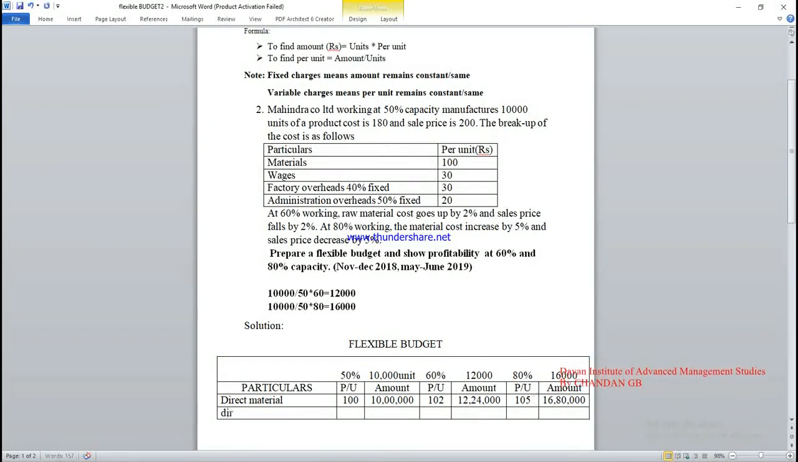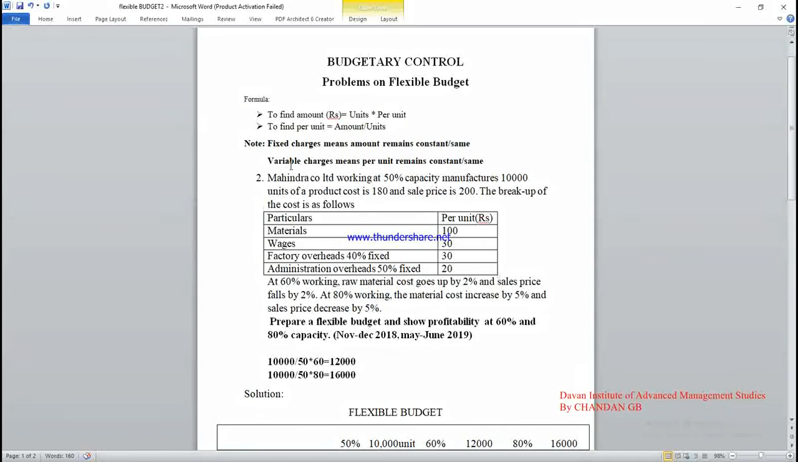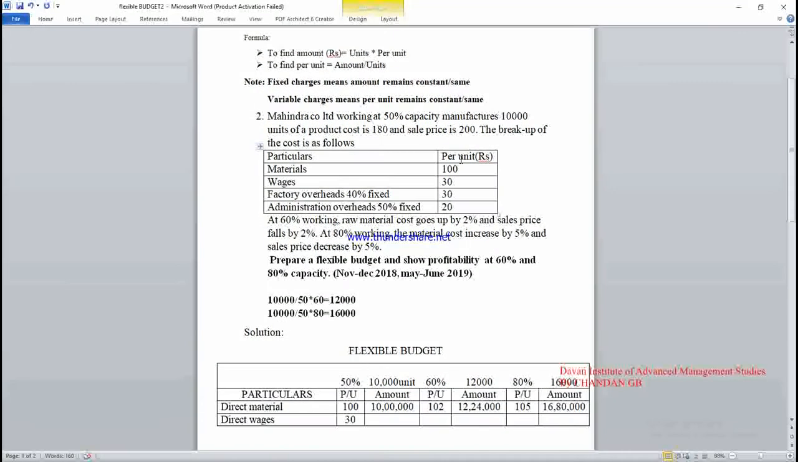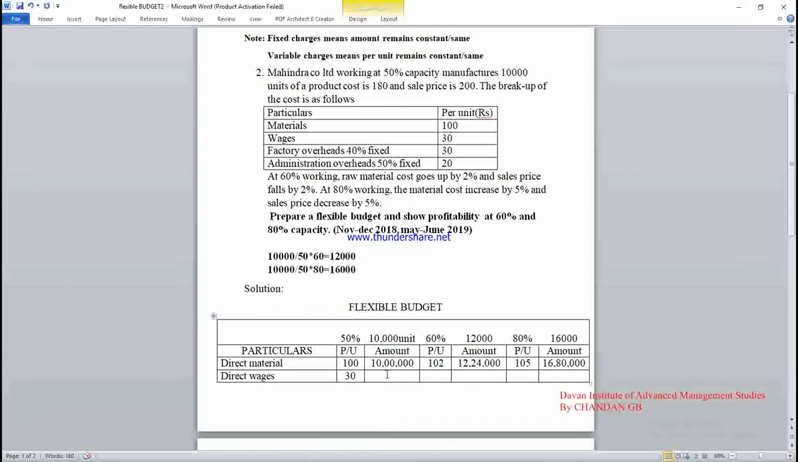Next is direct wages. Direct wages is 30 rupees. They have not given any information or adjustments regarding direct wages. So direct wages belongs to variable charges. See, variable charges means per unit remains constant. Per unit remains constant means for all the units per unit remains constant.